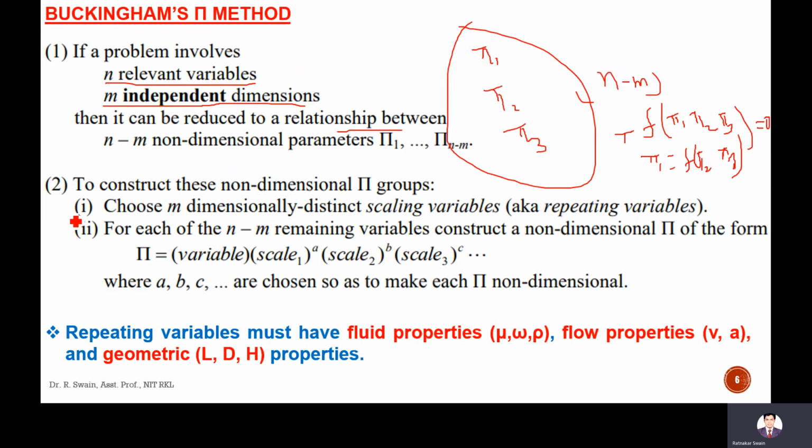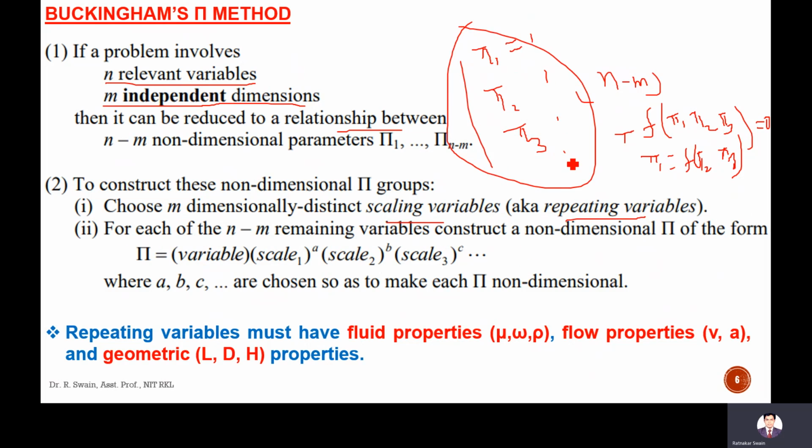To construct these non-dimensional Pi groups, how to construct them? We have to choose m dimensionally distinct scaling variables, also called repeating variables. For each of the n minus m remaining variables, out of these, m will be repeating variables, and the remaining n minus m variables we have to write one by one in each group. Total n minus m groups, so the remaining variables we will write one by one in each group.